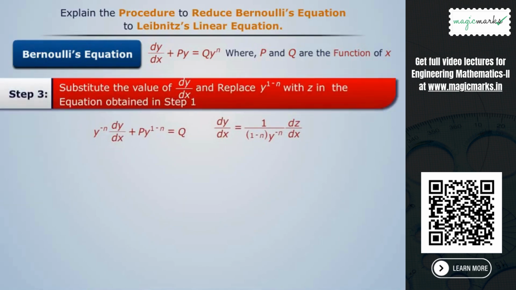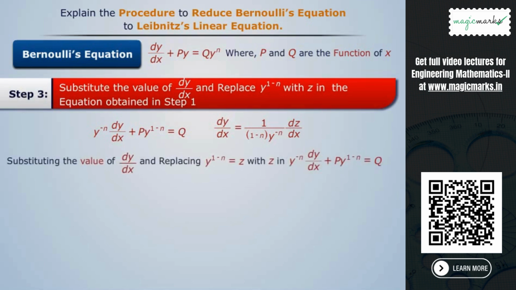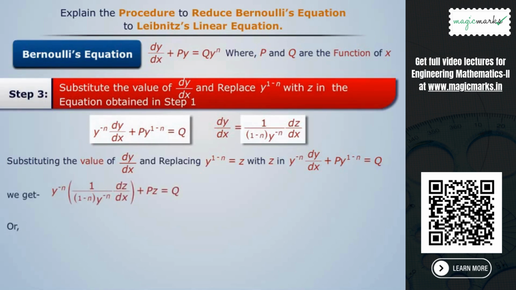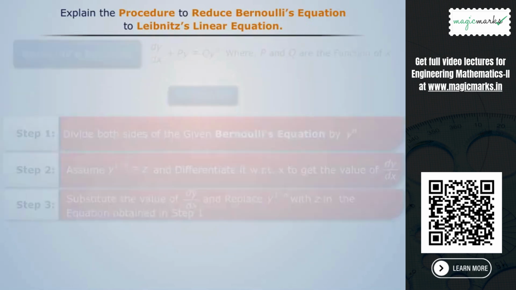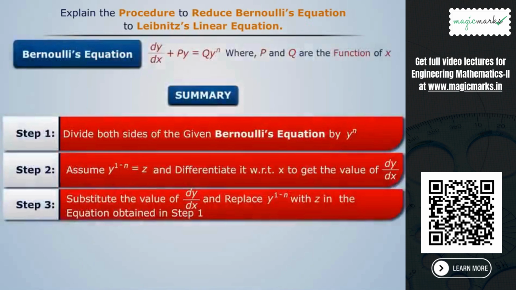and in the last step, we substitute the value of dy by dx and replace the term with z in the equation obtained in step 1. So substituting the value of dy by dx and replacing the term with z in the equation, we get or. This equation represents the Leibniz linear equation. Let us now summarize all the steps for finding the solution.